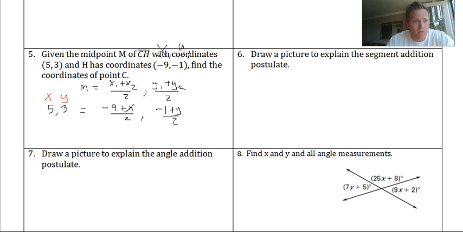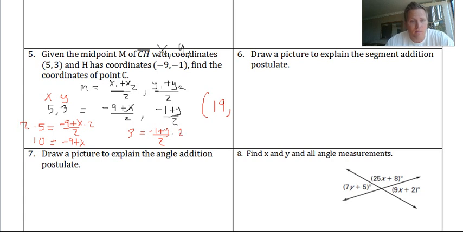So my x1, well, if that's my value for x, I'm going to do 5 equals negative 9 plus x over 2. That's going to give me my x, and my other one is going to give me 3 that we have right here. 3 equals negative 1 plus y over 2. Okay, I times 2 to both sides. I'm trying to get x all by itself. I get 10 equals negative 9 plus x. I add 9 to both sides, and I'll put it over here. For my final answer, x is going to equal 19. So I get 19 for that.